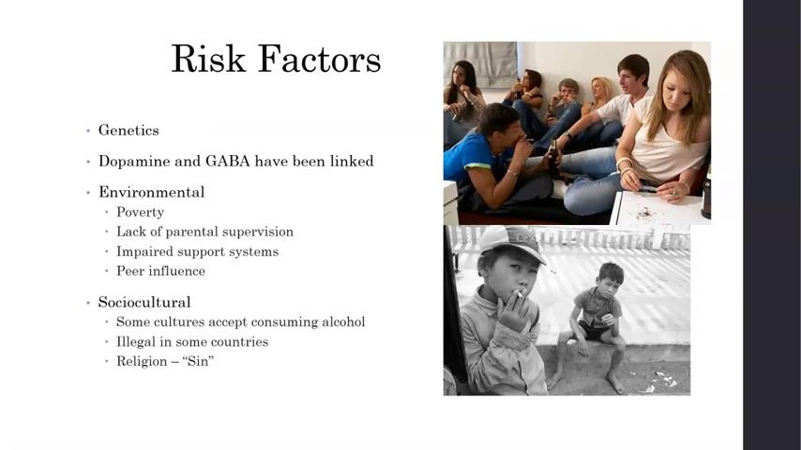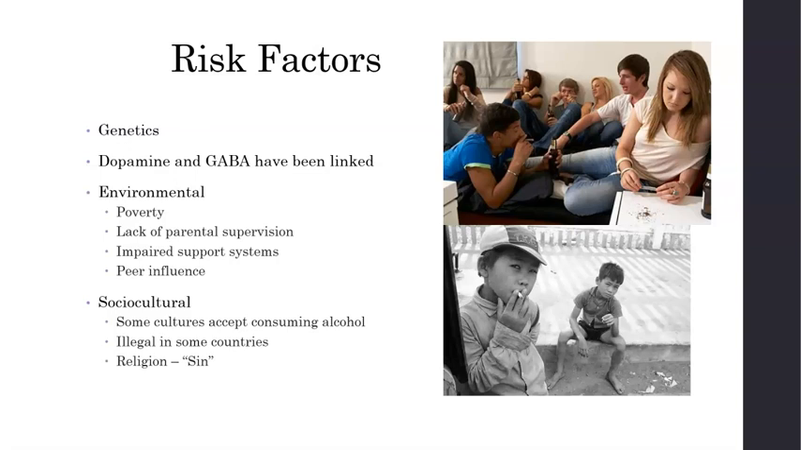We got some risk factors. Genetic: for alcohol, 40 to 60% of your risk comes from inheritance. So if you have a family member with alcohol use disorder, especially a first degree family member, you have a 40 to 60% risk of developing an alcohol use disorder yourself. We do have neurotransmitters involved for most of our substances. Dopamine and GABA have been our two primary.